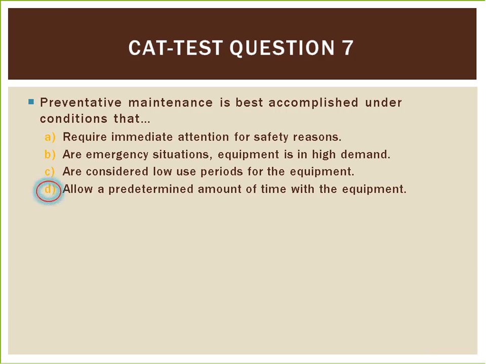D is the best answer here because preventative maintenance allows a predetermined time to maintain the equipment before fault or failure occurs based on time or usage. A is incorrect because the primary goal is to avoid or mitigate the consequences of failure in equipment to prevent safety issues. B is incorrect because emergency situations can occur at any time, whereas preventative maintenance is in place to prevent failure before it actually happens. C is incorrect because preventative maintenance is best practice on a scheduled basis rather than equipment operating usage periods and conditions.